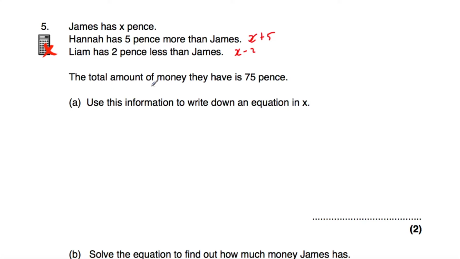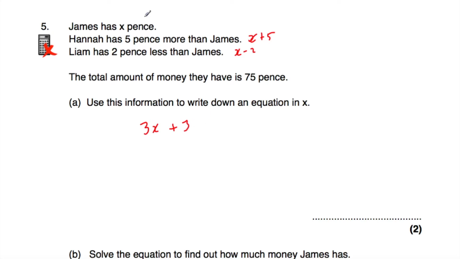Now we're told the total amount of money they have is 75 pence. So that means if we add the amount of money they have together, we'd get 75 pence. So let's add together the algebraic expressions. Let's add the x's to begin with. So that's x plus x plus x. That's going to be 3x. And then in terms of the numbers, we've got plus 5 minus 2. Well, 5 minus 2 is 3. So then that'll be plus 3.